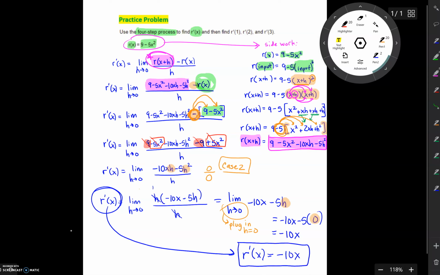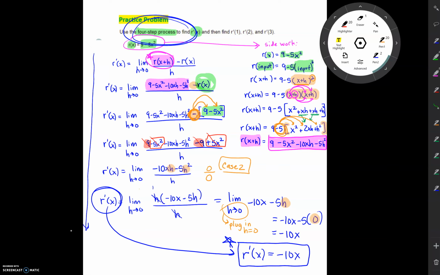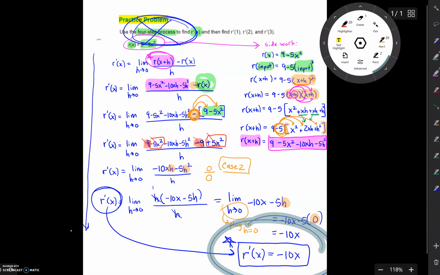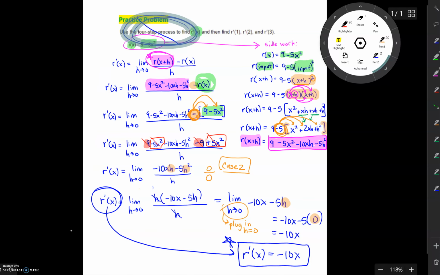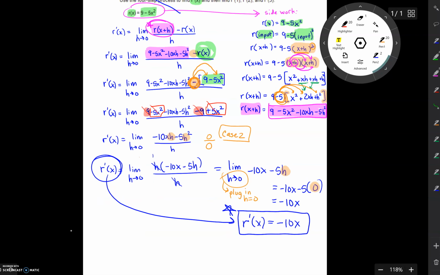Now, you've learned some rules. You've learned the power rule. The power rule lets us skip all this 4-step process and go straight to this derivative. So let's just do that real quick to check our answer. Now, since we were asked to use the 4-step process, I have to show all these steps to get credit. But now that you know the power rule, you can at least check yourself. If we weren't told to use the 4-step process, then we could use the power rule to go straight to our answer. So let's go ahead and check using our power rule.